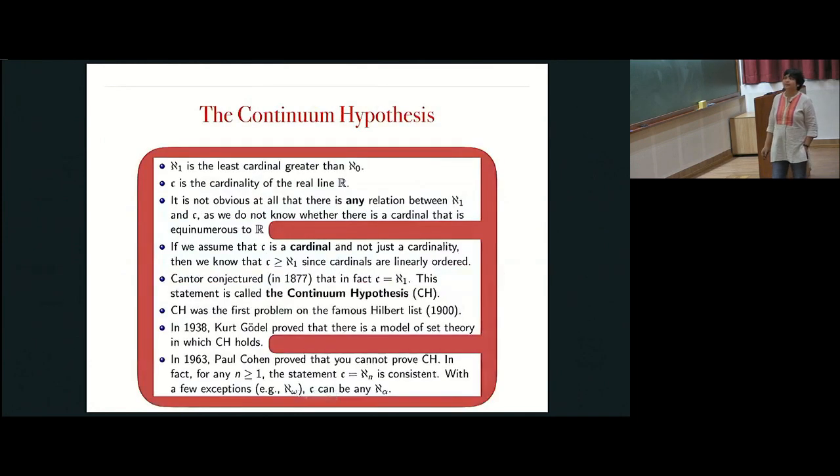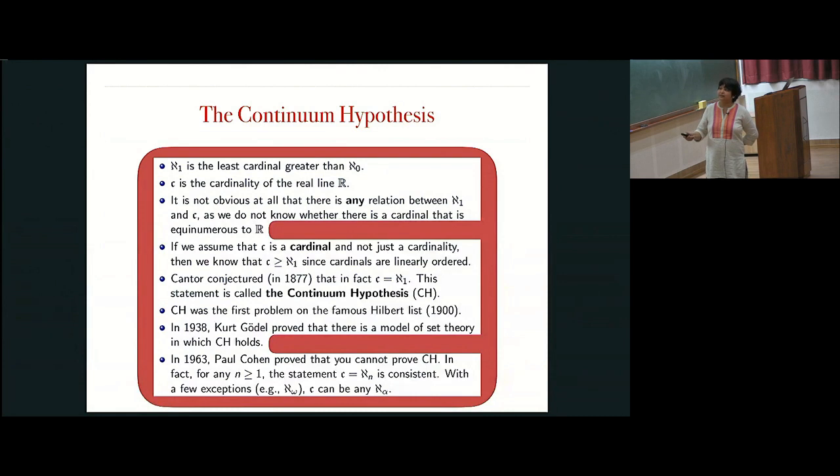Finally, this is my penultimate slide. Let me talk about something known as the continuum hypothesis. We have seen that Aleph 1 is the least cardinal greater than Aleph null, and C is the cardinality of the real line R. Of course, it is not obvious at all that there is any relation between Aleph 1 and C. We could prove that C is equal to 2 to the power Aleph null, but it is not clear what the relationship is between C and Aleph 1.